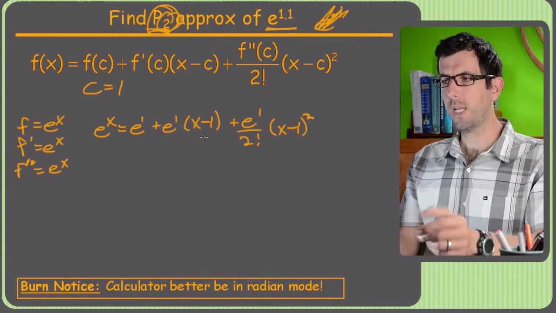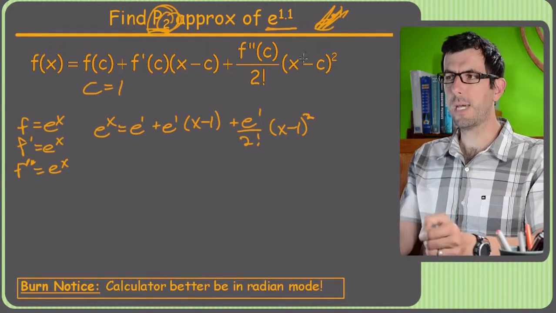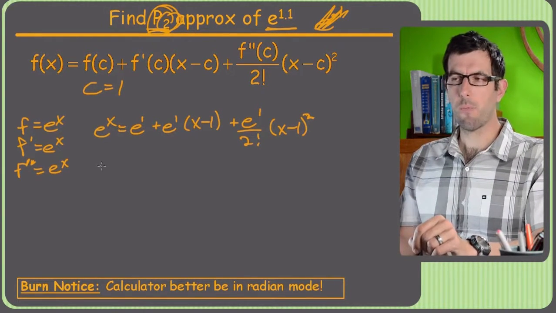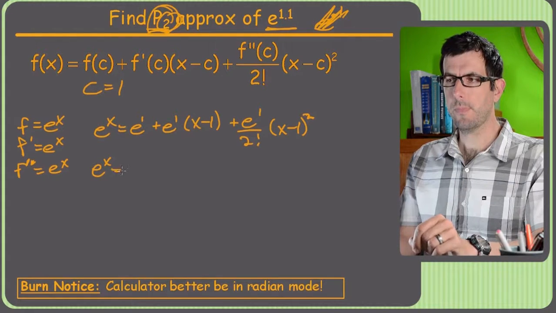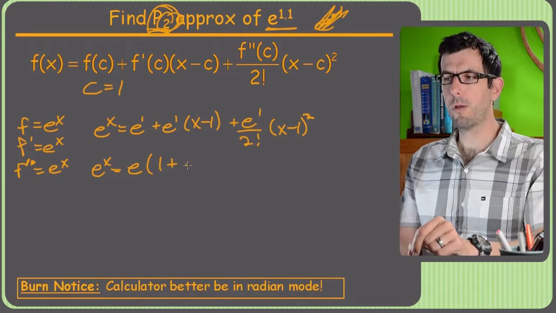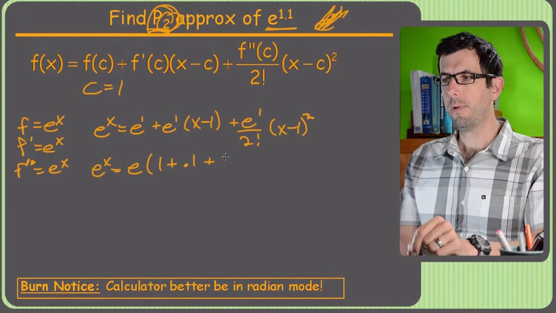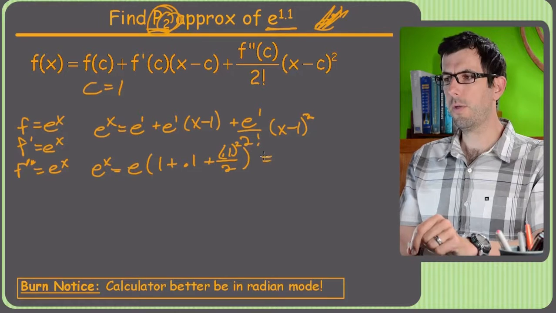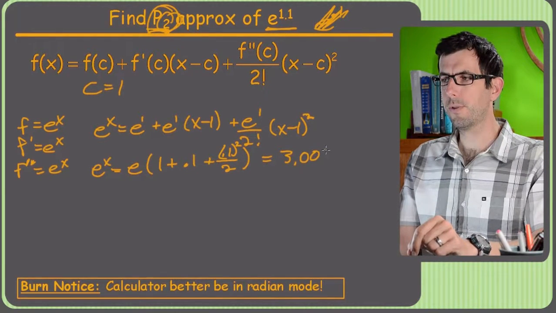And then, I could just start plugging and chugging. I could just plug in 1.1 for all my x's here. Or if you really wanted to make it more organized, you could factor out the e from each one of these. So you get e times 1 plus x minus 1, and 1.1 minus 1 is 0.1, plus 0.1 squared over 2 factorial. And we do all that, we get 3.0037.